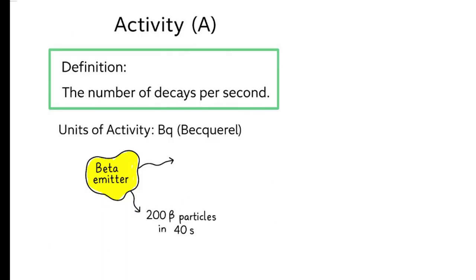By definition, activity is the number of decays per second, and is measured in a unit called Becquerels, named after Henri Becquerel. For an example, think about a beta emitter that gives out 200 beta particles in 40 seconds. So I need to find the number of decays per second. All I need to do is divide 200 by 40. So the answer is 5 becquerels.